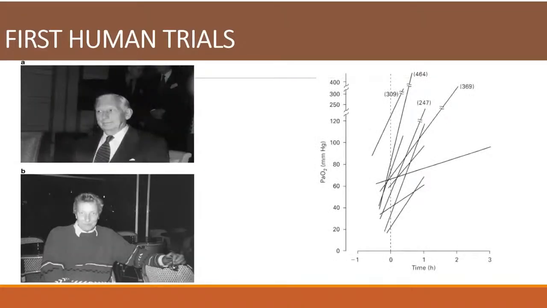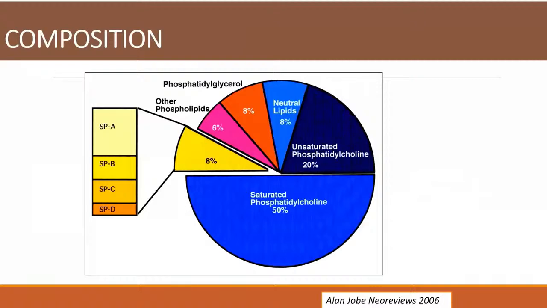the researchers from Japan, Fujiwara and his group, published the paper in Lancet of their experience with first 10 neonates who received surfactant replacement therapy, which was followed by a rapid increase in oxygenation. As we can see in this graph, the PaO2s pre and post surfactant are depicted here.